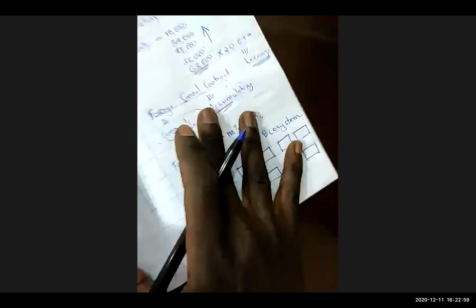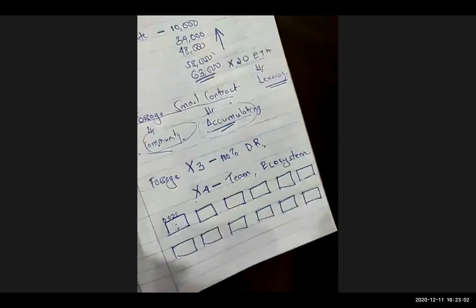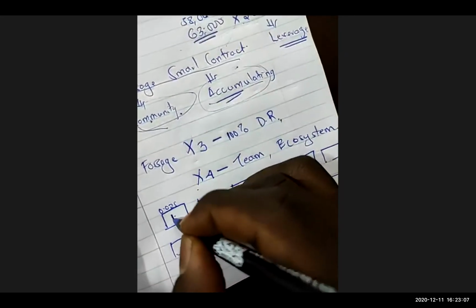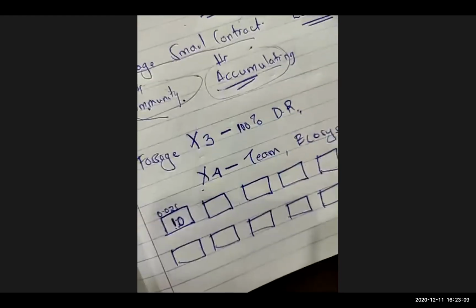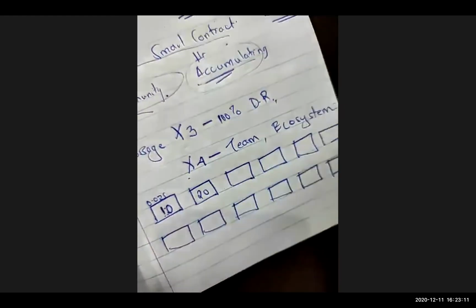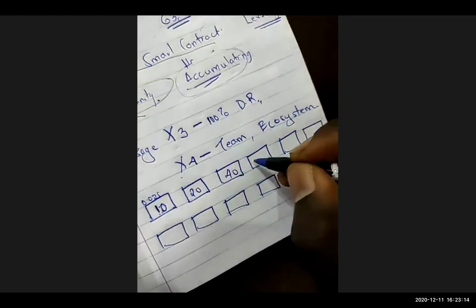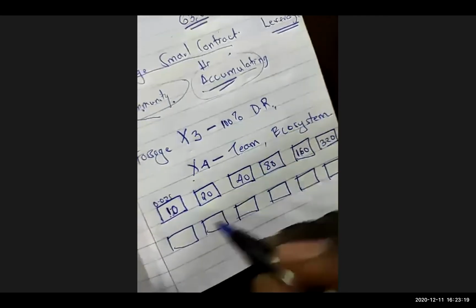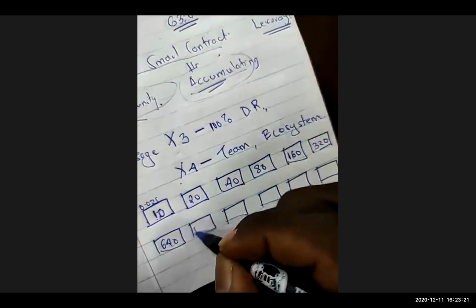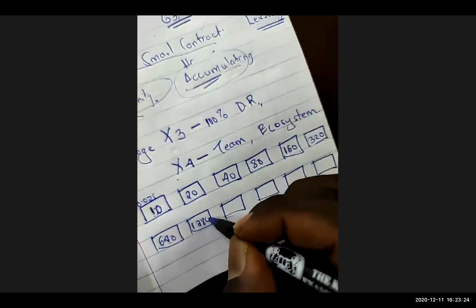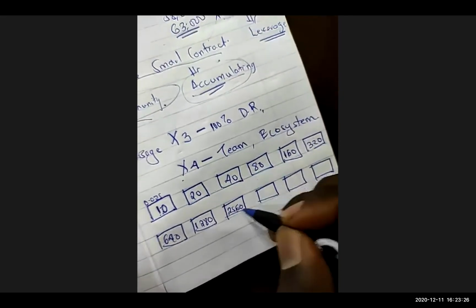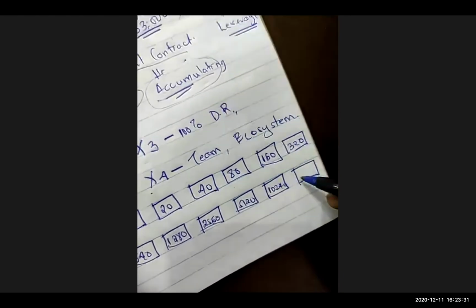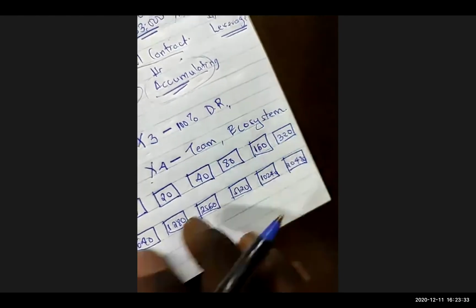So I'm going to use currency, okay? And I'm going to use dollars, okay? Now, this first slot is worth $10. All right. This second slot is worth $20. This one is worth $40. This one is $80, $160, $320. This is $640. This is $1280. This is $2560. This is $5120. This is $10,240 and this is $20,480.